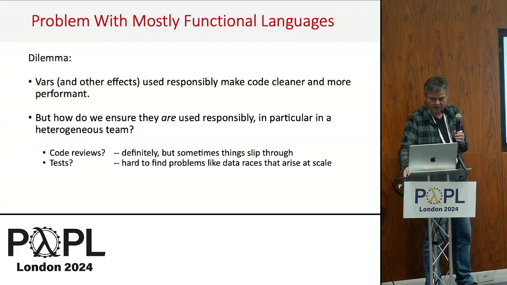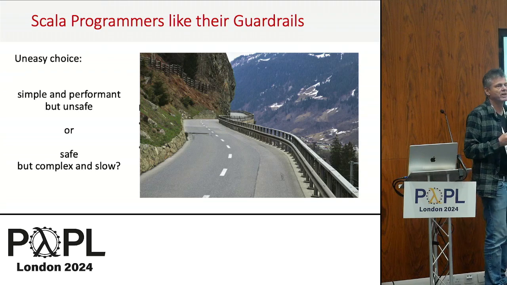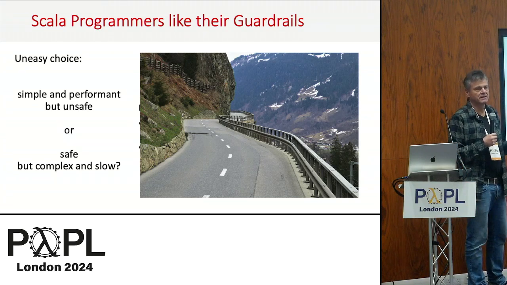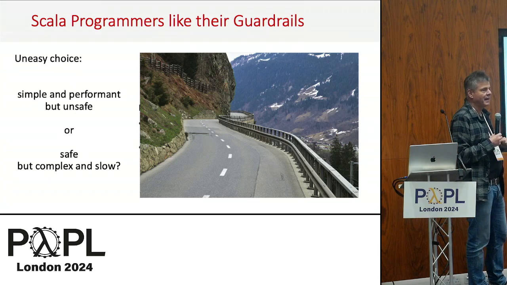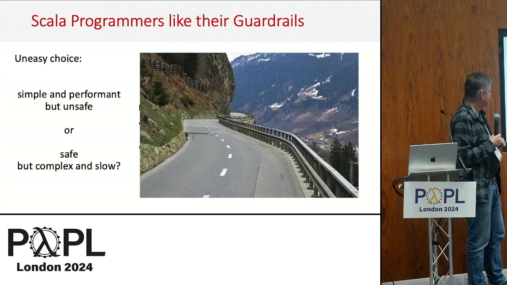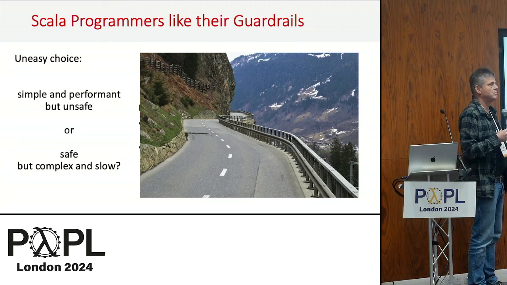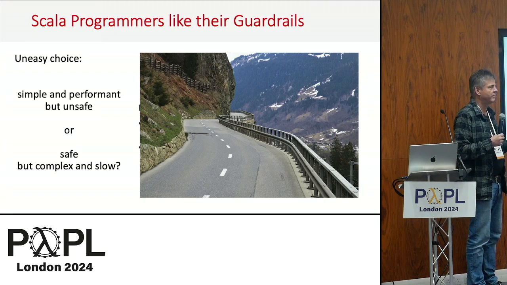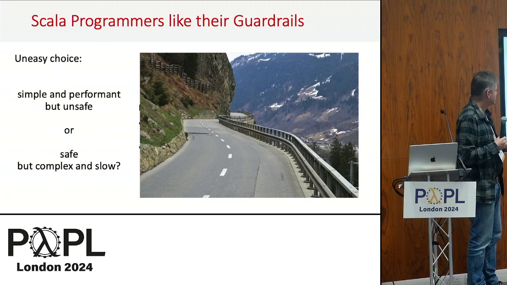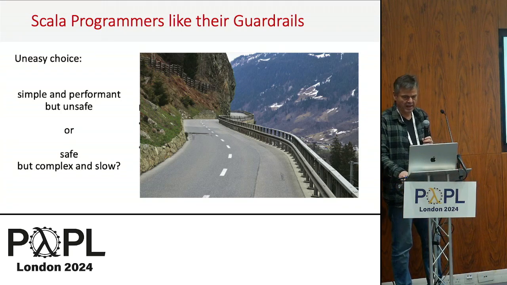That's essentially a problem, and that's why many people flock towards purely functional solutions, because then they don't have to decide this problem. So Scala programmers generally really like their guardrails, and that means there's an uneasy choice. You can be simple and performant, no monads, no monad transformers and this thing, but you're unsafe. There's always this bad feeling to say, well, maybe my code is really doing bad things, launch the rockets or something. Or you can be safe and relatively complex and slow.